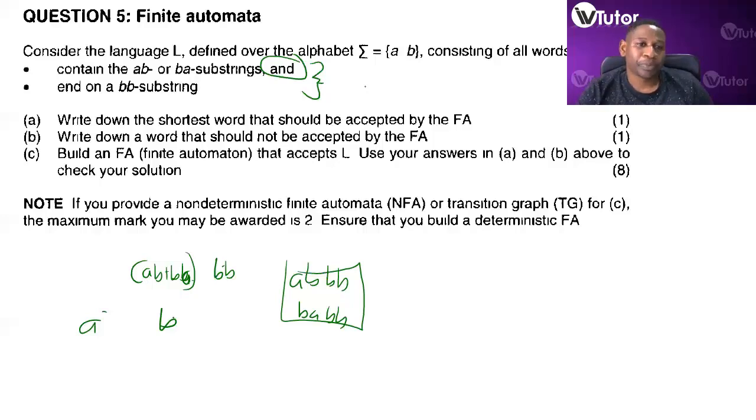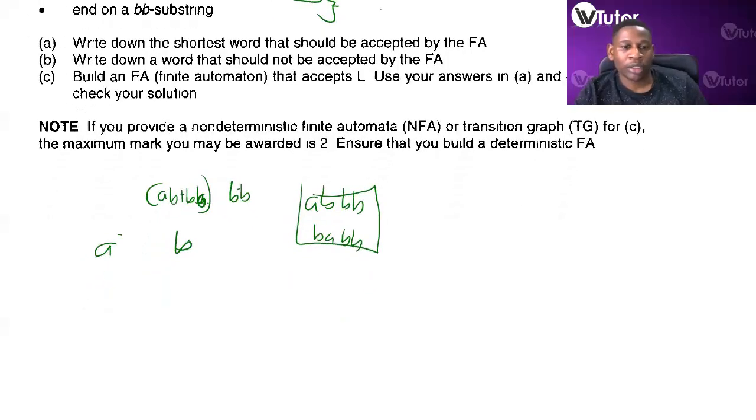Part B, build a finite automata that accepts the language L. Use your answers in A to check your solution. So if you want to build a finite automata over there, we've got an initial state, and we don't have many restrictions there. We can have an A or a B.